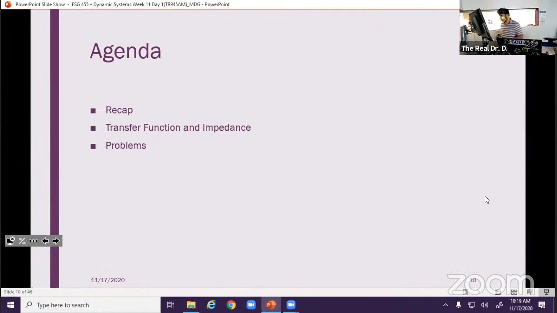Right, so that's Laplace transforms, right? Why are they useful? Yeah, Sean.